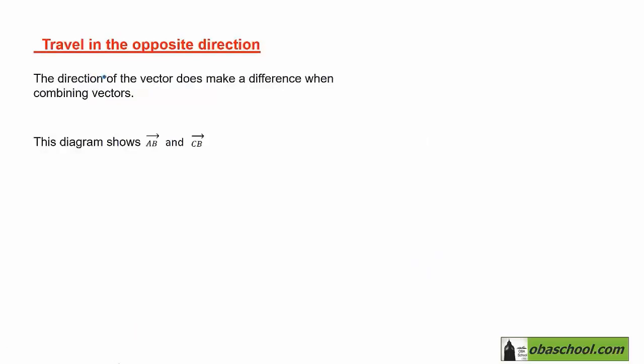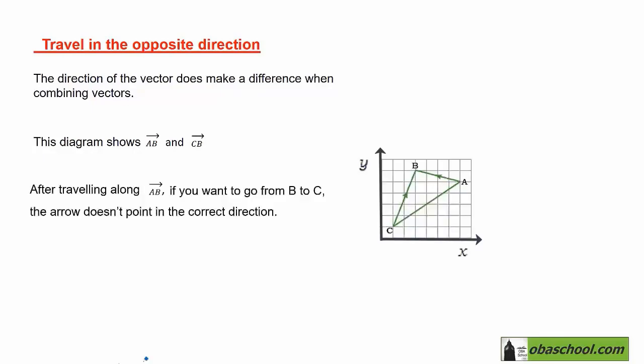Now the direction of the vector does make a difference when combining vectors, and this is a very important note that you should keep in mind. This diagram shows vector AB and vector CB. Now notice vector CB has a direction from point C up to point B.